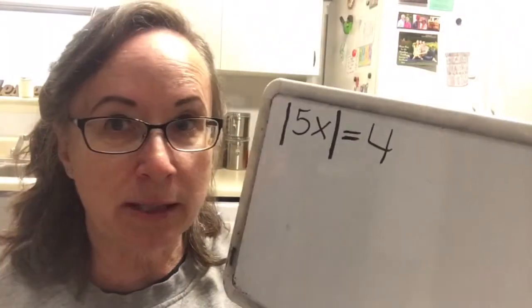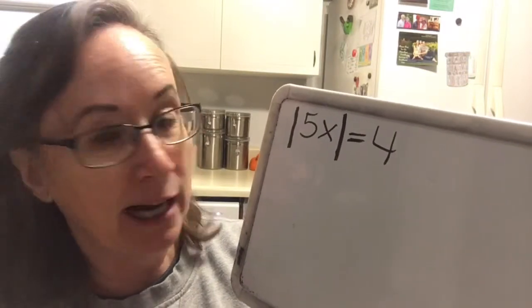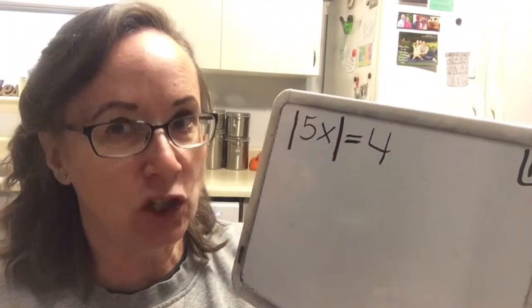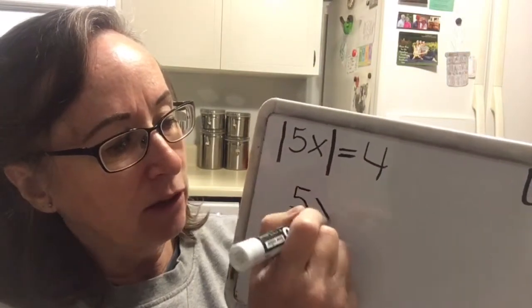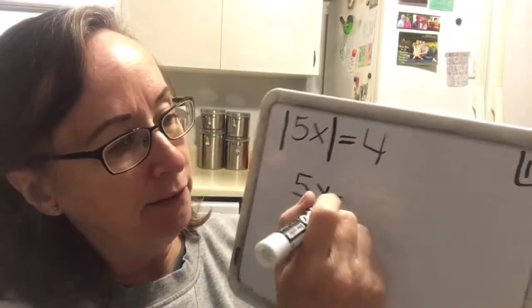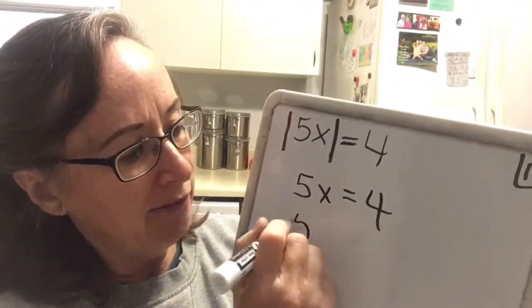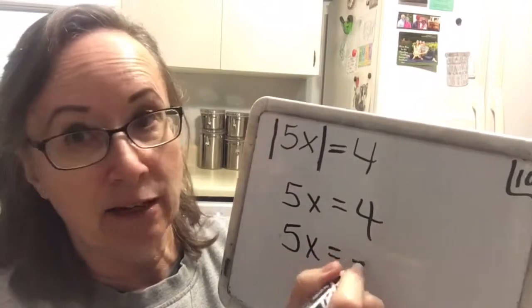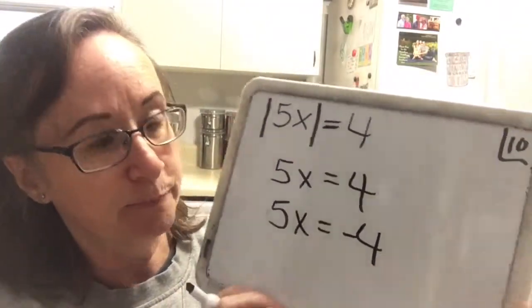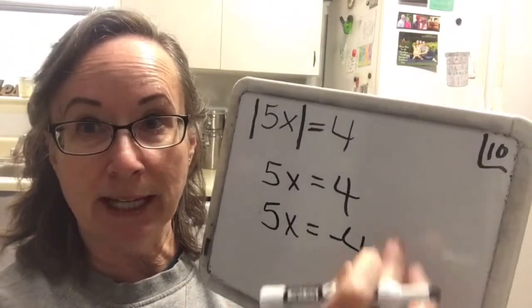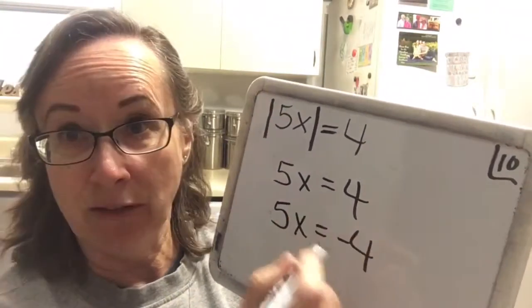When we think about absolute value, we want to always think two cases, all right? Now, I showed you we can write this as two equations. So we could say, 5x either already was positive, which means it already is 4, or 5x started as a negative 4 and the absolute value sign made it positive. So this statement is equivalent to two statements, and it's either or.